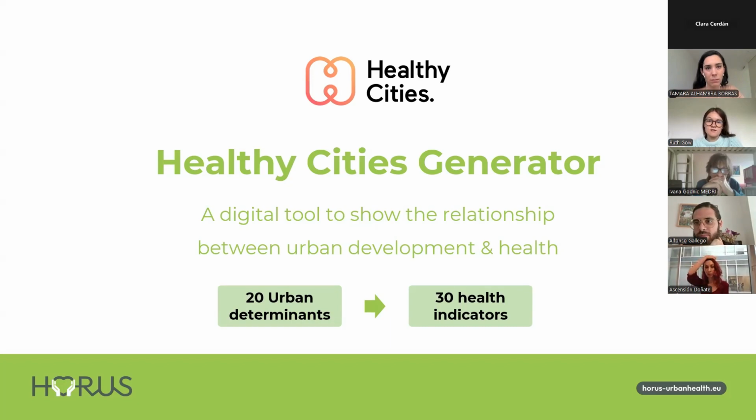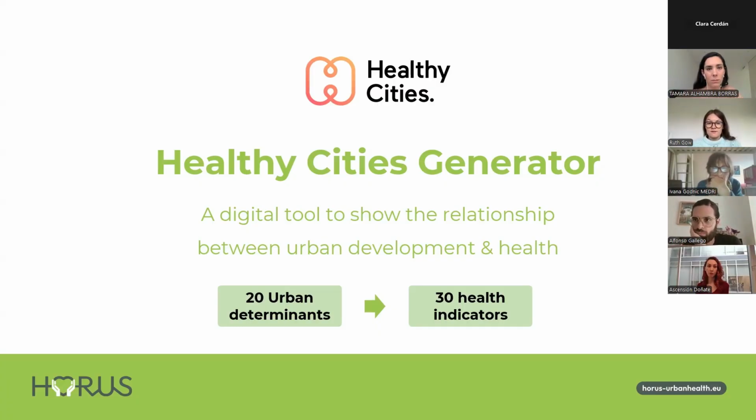So the Healthy Cities Generator is a digital tool. It's available online, and it was designed to show the relationship between urban development, urban plans, and health. So it's based on a methodology that was based on a literature review of the scientific evidence that was available. And as a result from this process, we linked 20 urban determinants of health. So these are aspects of the urban environment that as planners we can influence. So related to issues like density, population density, business density, but also mobility, greening, access to different services, etc.